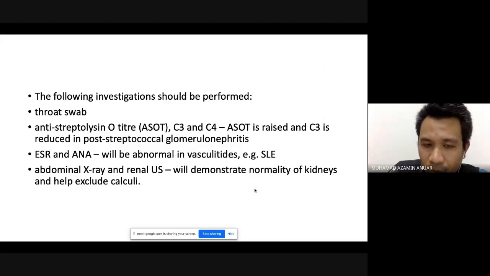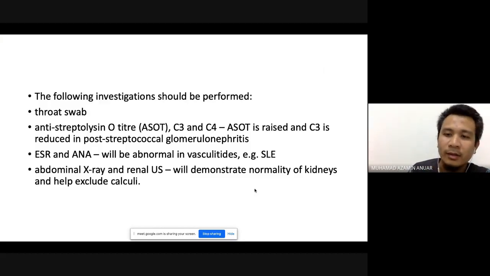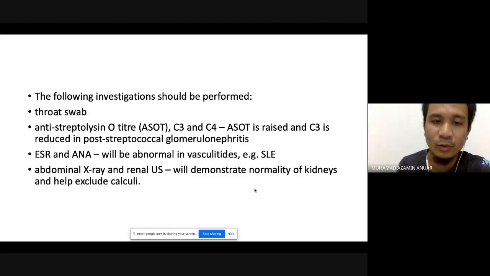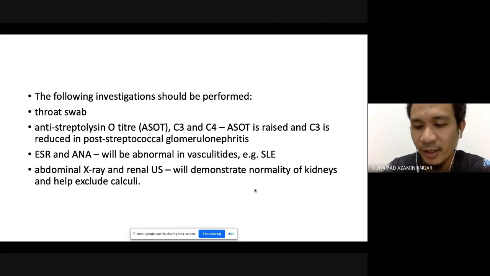Okay. So the other thing you should do is a throat swab for the streptococcal infection, as I mentioned before, but also ASOT, ESR, ANA, and an ultrasound scan to see whether there is a kidney stone or not, and also abdominal X-rays. Normally abdominal X-rays are not really helpful as well.